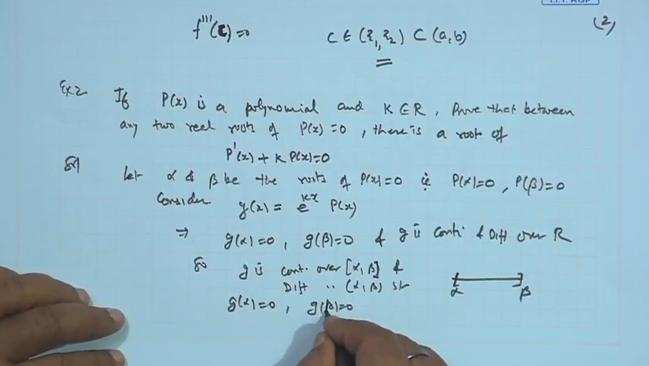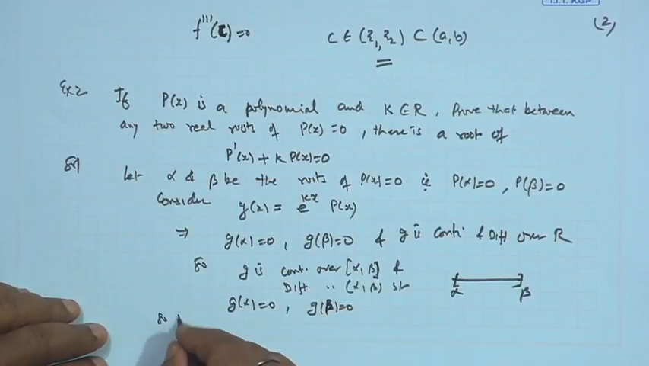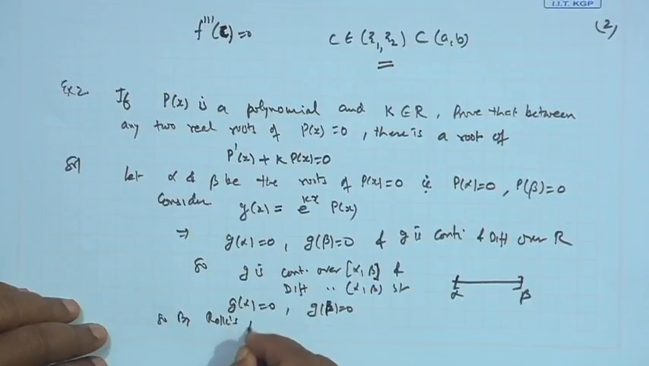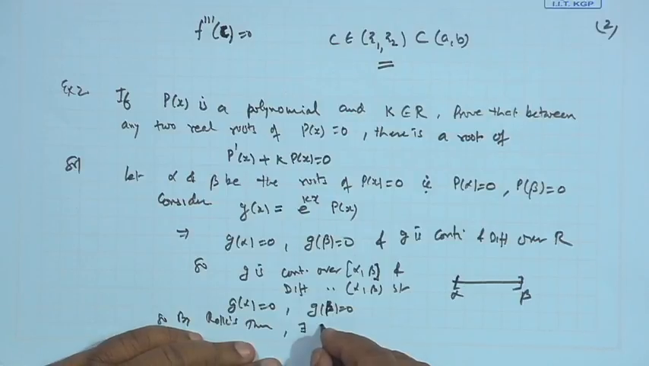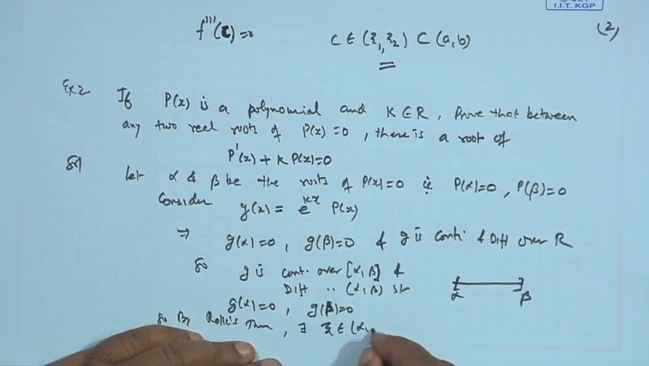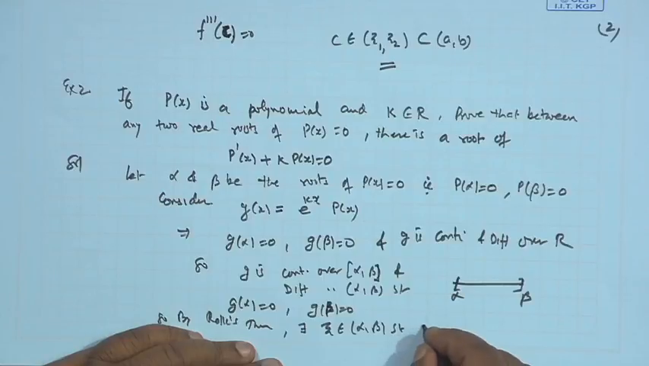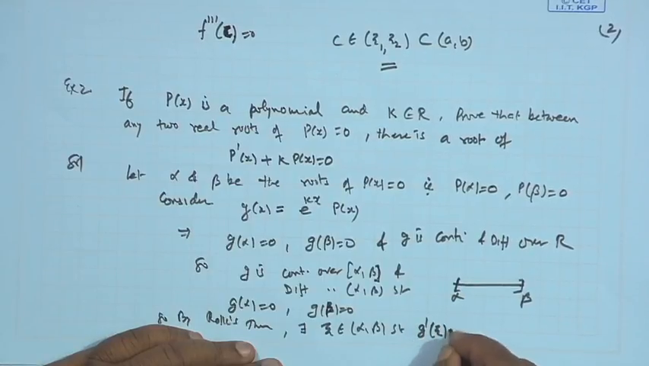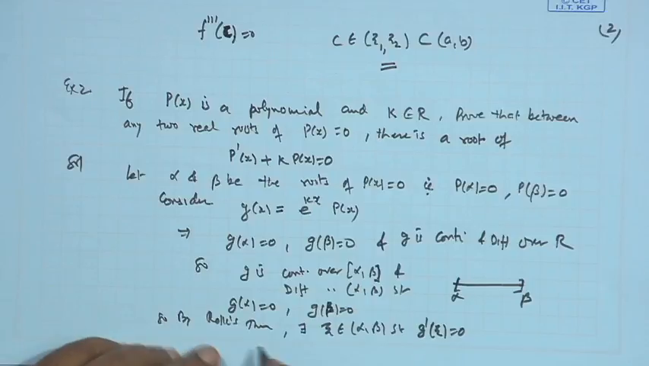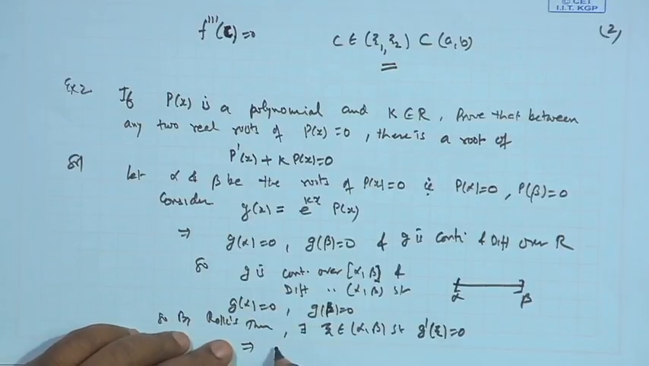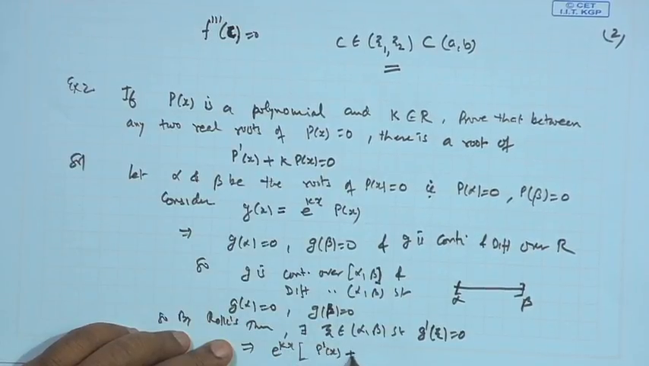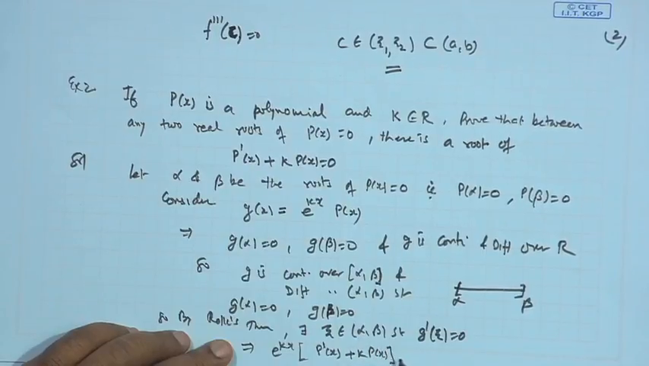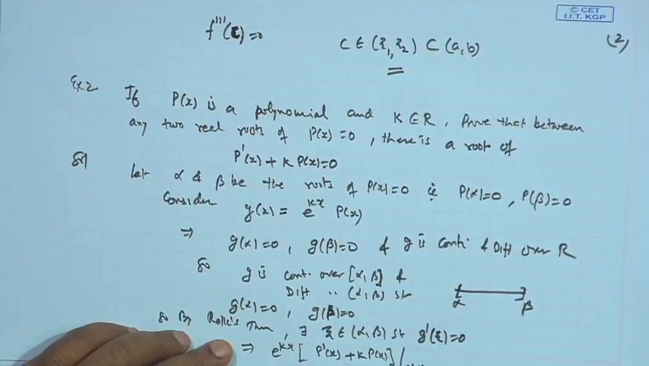So, by Rolle's theorem again, there exists a point xi in between alpha and beta such that the derivative g dash at xi is 0. But what is g dash x? It is the same as e to the power k x times p dash x plus k times p x, at the point x equal to xi.